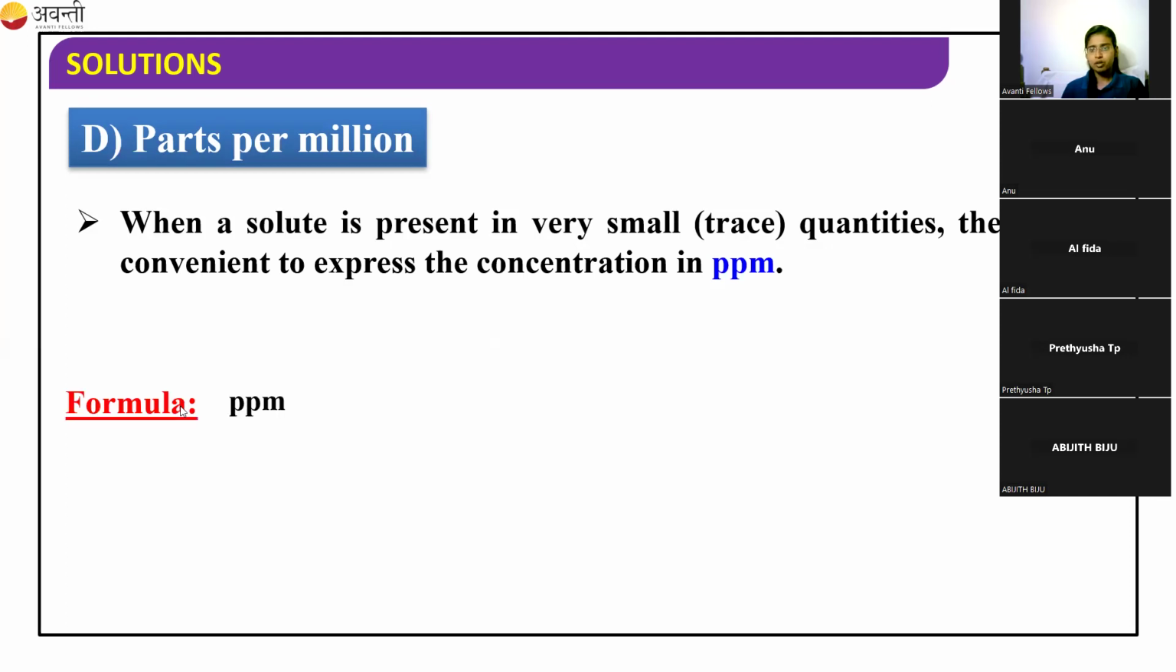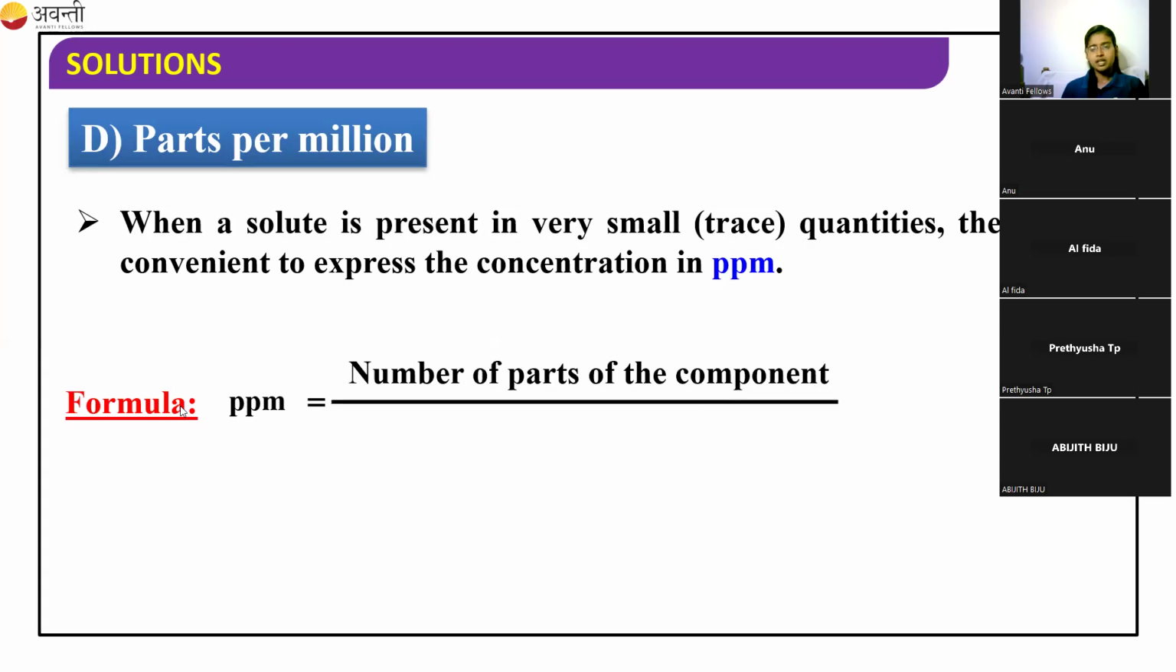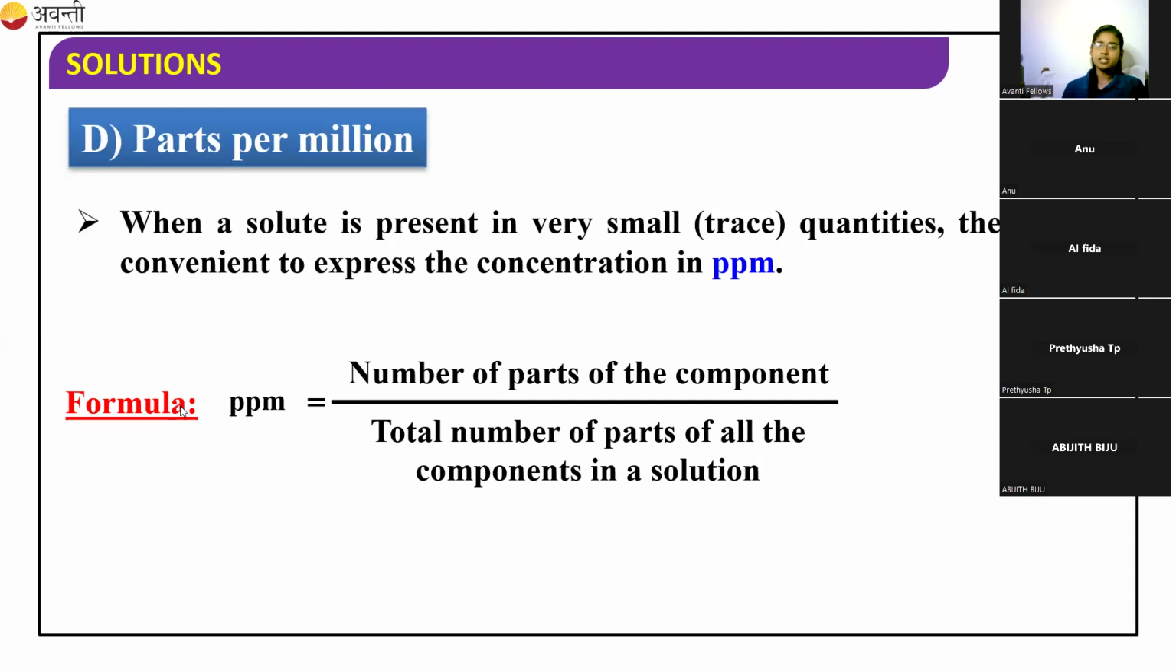The formula for ppm is equal to the number of parts of the component divided by the total number of parts of all the components, into 10 to the power 6. It is million, right? So it is 10 to the power 6. So take down the formula: number of parts of that component divided by total number of parts of all the components into 10 to the power 6. This is the formula.